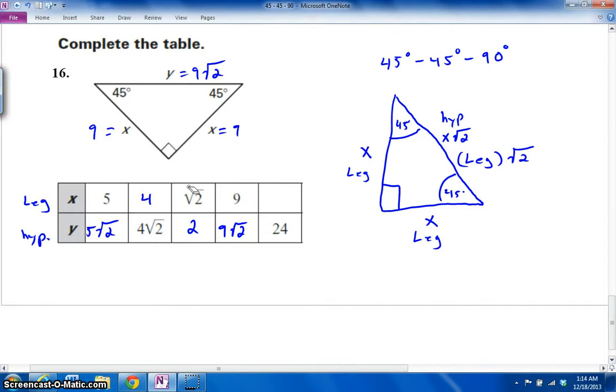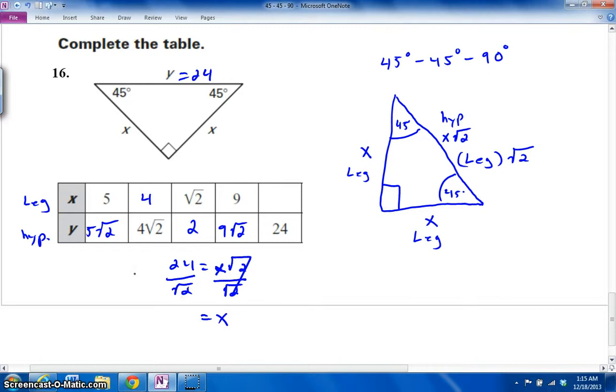Alright. The last column is a challenge because now we have a number that doesn't have a square root in it, 24. But the square root 2 is inside the 24. And again, using the rule for the hypotenuse, just set the two hypotenuses equal to each other. So we have 24 is equal to x square root of 2. Solve for x by dividing both sides by the square root of 2. We get x.